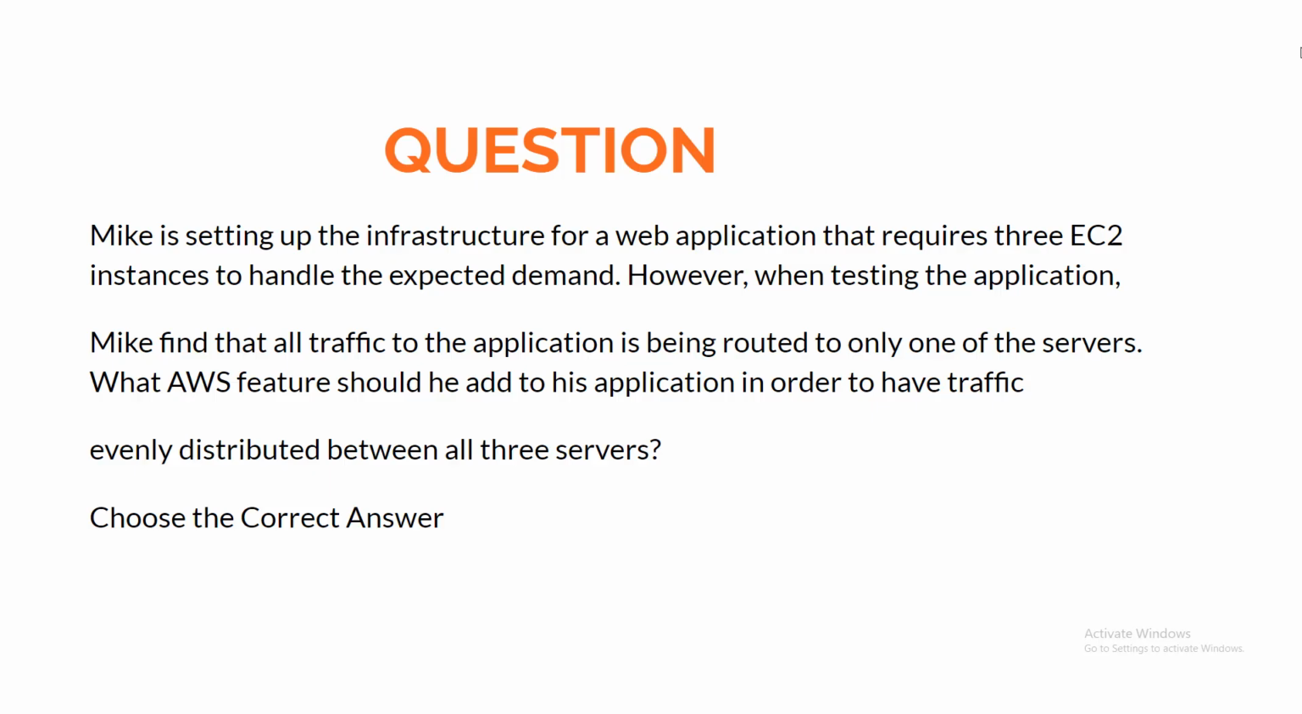Question. Mike is setting up the infrastructure for a web application that requires 3 EC2 instances to handle the expected demand. However, when testing the application, Mike finds that all traffic to the application is being routed to only one of the servers. What AWS feature should he add to his application in order to have traffic evenly distributed between all 3 servers? Choose the correct answer.